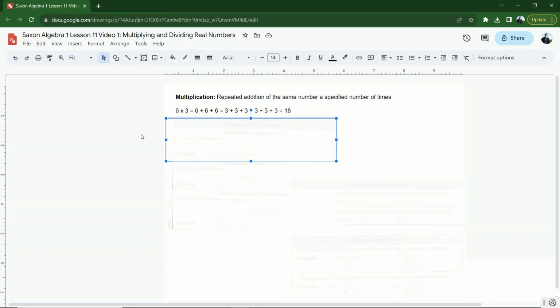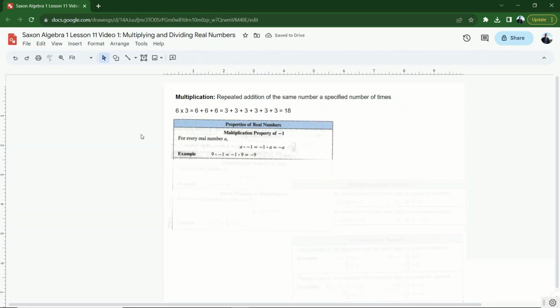All right, now let's talk about some properties of multiplication. We're going to call these properties of real numbers because these actually apply to all real numbers. Rational, irrational, whether they're integers or counting numbers or whole numbers, it doesn't matter. One of these properties is going to be the multiplication property of -1. For every real number a, if I multiply that number times -1, or I multiply in the opposite order, -1 times that number, I get the opposite of that number. Multiplying by -1 gives me the opposite of that number.